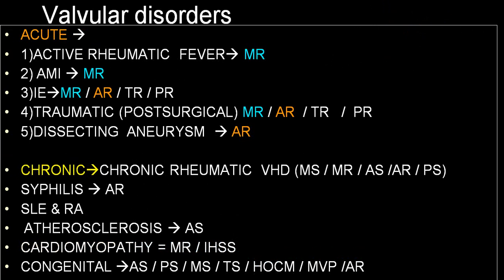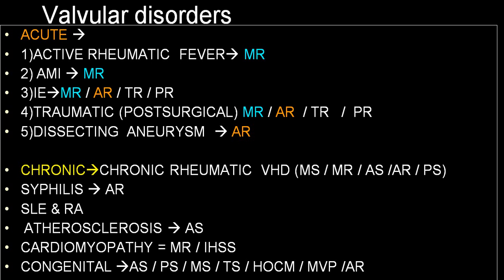If we divide into acute and chronic, during acute rheumatic fever, the most common is MR. In acute myocardial infarction, the most common is again MR because of necrosis or rupture of papillary muscle. Infective endocarditis also can produce MR, AR most commonly, and occasionally TR and PR. We already mentioned that in traumatic or post-surgical cases, MR and AR are more common than TR and PR. In dissecting aneurysm, again AR is common.